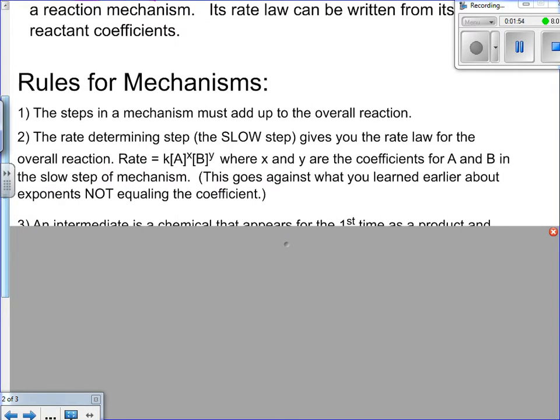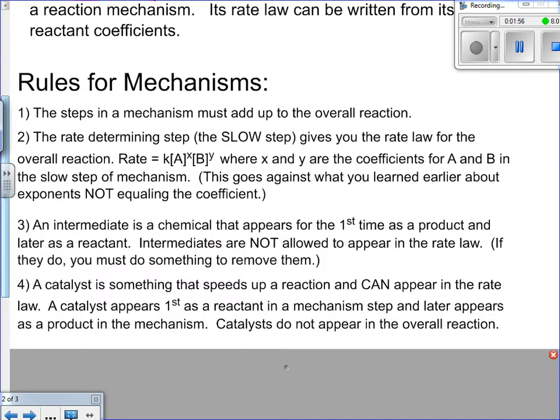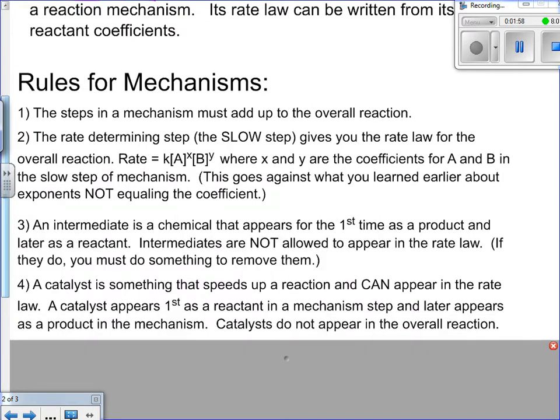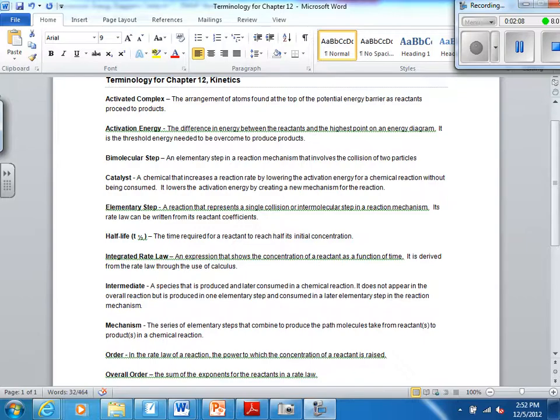Okay. Rules for mechanisms. We have a whole bunch of rules. They're all up here. I'm not going to read them. You might want to pause and read this. I'm just going to move forward. So hopefully you paused and read through all of that.